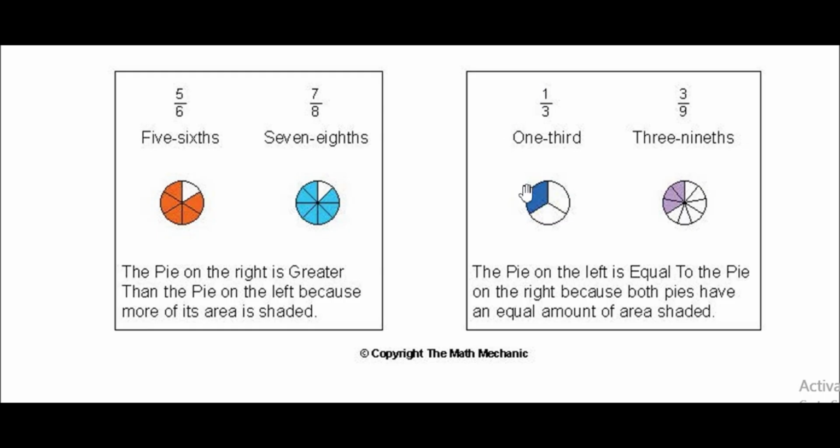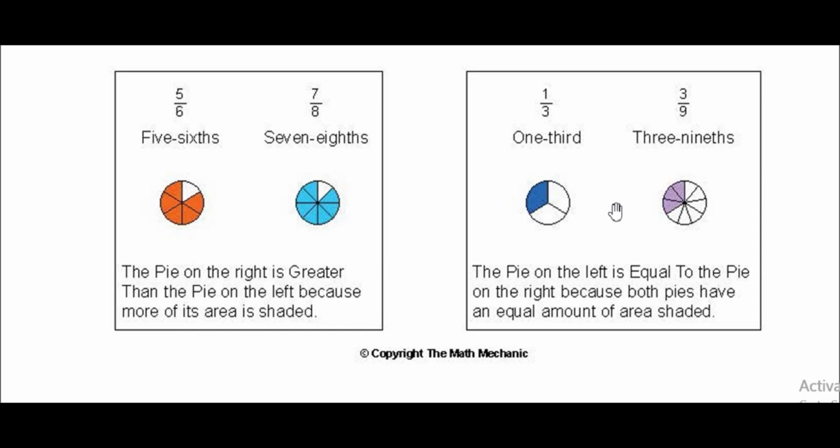Okay. Right here, 1/3: 1 out of 3 pie slices is shaded. Right here with 3/9: 3 out of 9 pie slices are shaded.